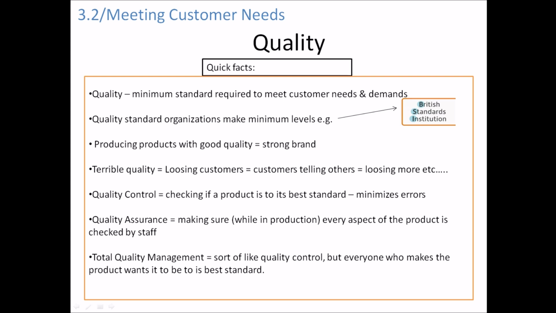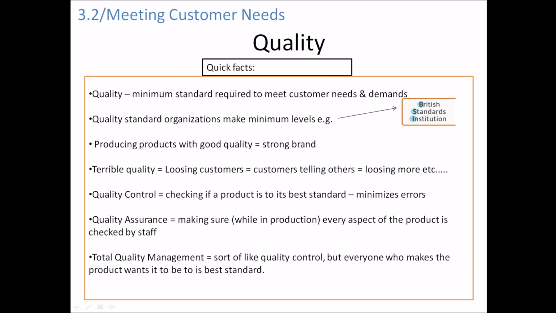And as I said, these basically make sure that businesses follow their rules, and the government fund these little organisations now, just to make sure that everyone's safe and happy. If you produce products with good quality, it means that you'll most likely get a strong brand. We looked at that in the 4 Ps. Terrible quality would mean obviously you're losing customers. Those customers then tell other customers, which means you'll then lose other customers. Okay.